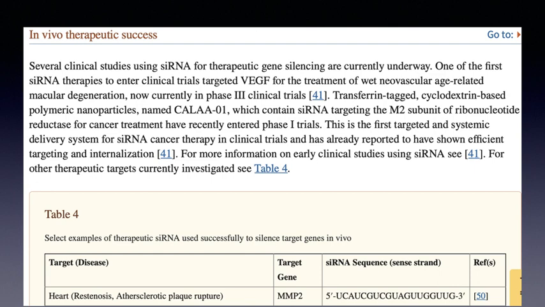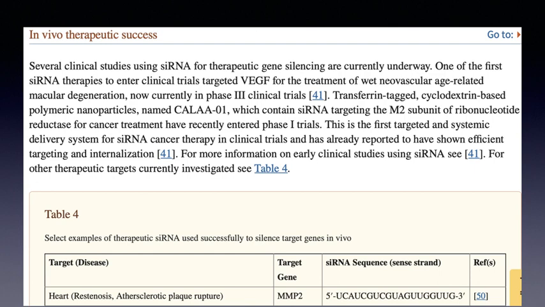Here I'm going to talk about a couple different things, starting with my key figure from the book. I found this in vivo therapeutic success little paragraph, and then there is a table underneath, which is table 4 in the book. It's a long table, but I don't have space for all of the things, so I just put one example from that table. So let's talk about the therapeutic success.